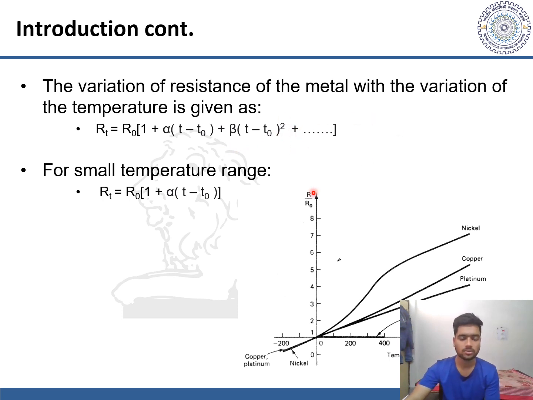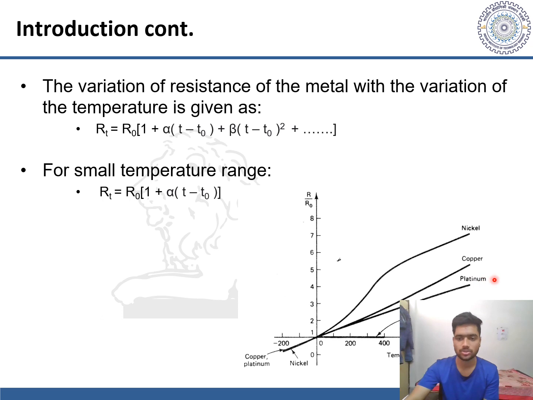Now, if we need to measure temperature over a small range, we can reduce our equation by ignoring the higher order terms and get the equation RT is equal to R naught times 1 plus alpha (T minus T naught). Now, if we compare the graph of R by R naught versus the temperature, in the x-axis here it is the temperature, we can see the platinum is linear. It is from minus 200 degrees Celsius to approximately 800 degrees Celsius, and it provides a linear response.